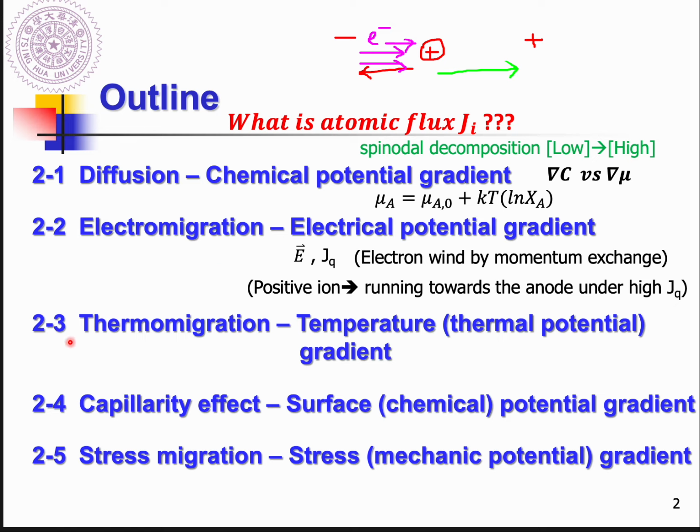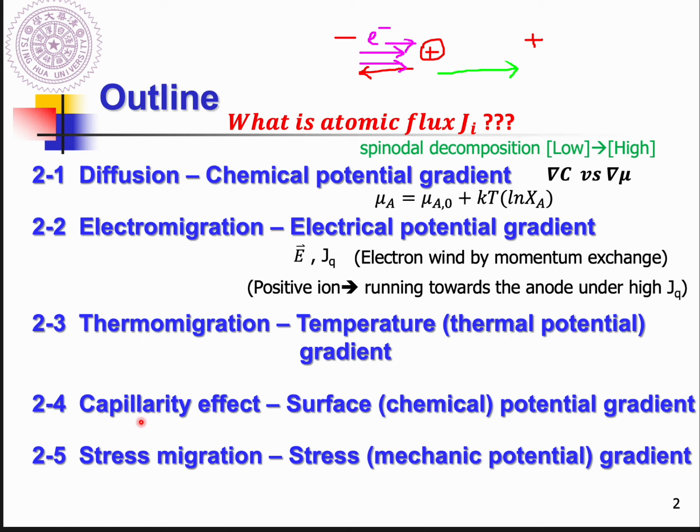And the third part we call thermal migration. Based on this term, you know, this atomic migration is due to the thermal driving force. Thermal driving force means we apply a temperature gradient on this material, and this gradient will drive the atomic movement.